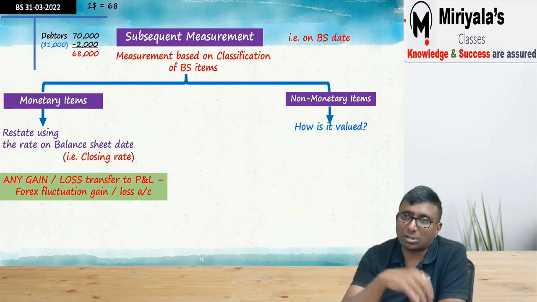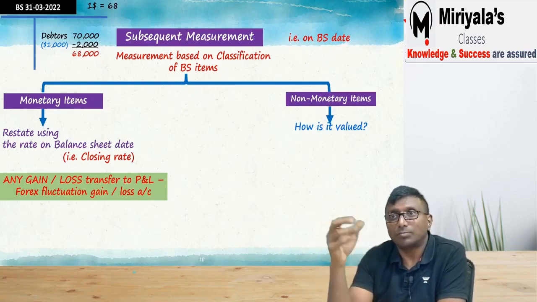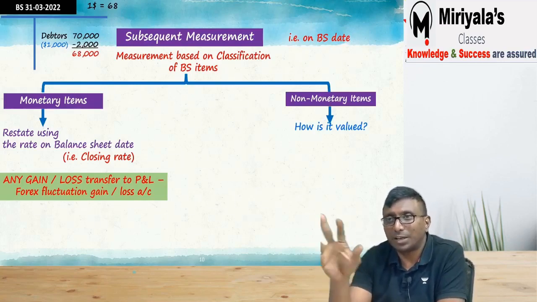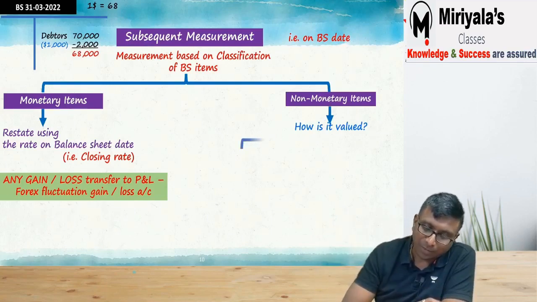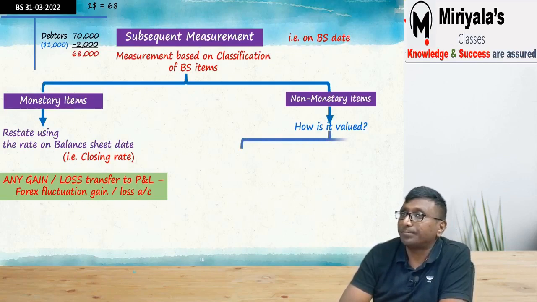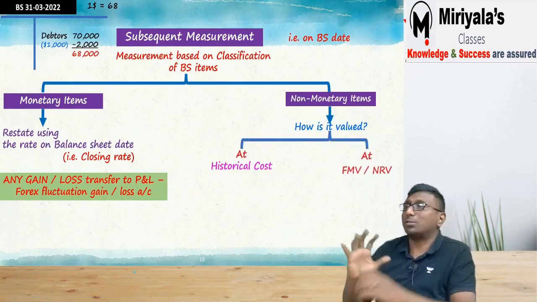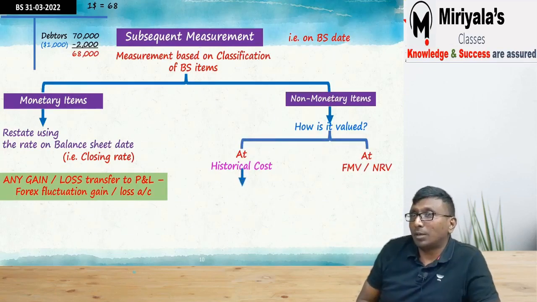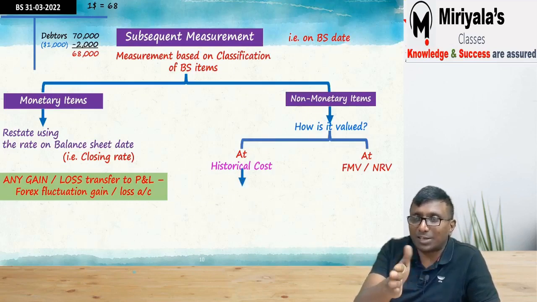So I measured at cost. Next year, NRV is lower, sir. Then next year measured at NRV. Understood? First you will ask, how are you valuing? I am valuing it at cost, sir. At cost, I am measuring at historical cost. Do you understand? On any one balance sheet date, it is cost or NRV, whichever is lower.